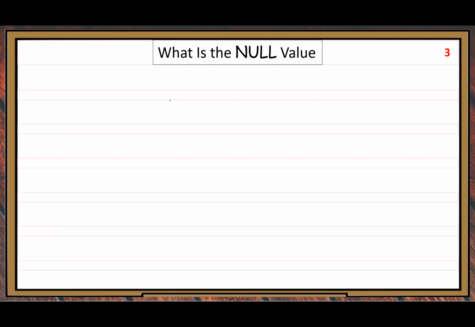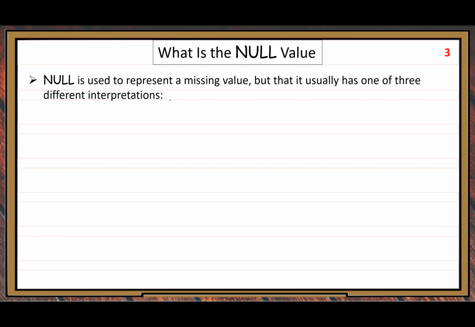Let me describe our typical business situation related to the null value. Null is used to represent a missing value. Definitely you do not know its value. Otherwise, you would put that value there, right? So it is a missing value. But for what reason is it missing? There are several reasons it could be missing, but it usually has one of 3 different interpretations. Could be more, but these 3 are most commonly used.